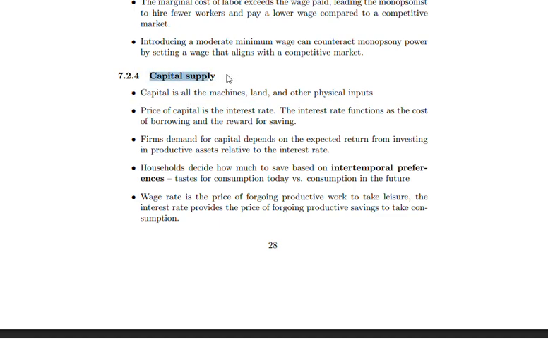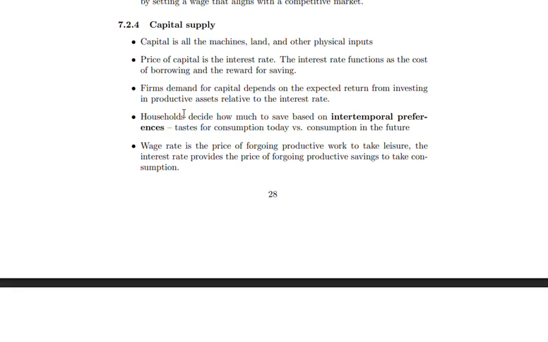Okay, so the next is, what is capital supply? Capital is all the machines, land, and other physical inputs. The price of capital is the interest rate. The interest rate functions as the cost of borrowing and the reward of saving. First, demand for capital depends on the expected return from investing in productive assets relative to the interest rate.